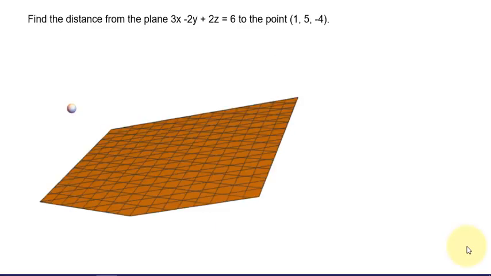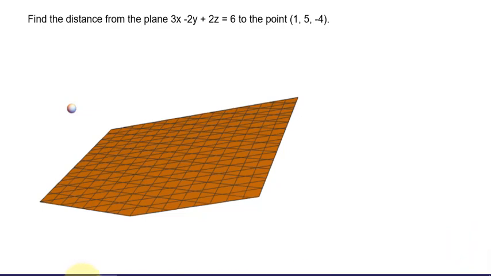Okay, so let's move on and tackle this other kind of distance question, where we have to find the distance from a plane, let's say this particular plane 3x minus 2y plus 2z equals 6, to this arbitrary point 1, 5, negative 4. How do we find the distance from the point to the plane? So again, a perpendicular to the plane would be the shortest distance, and that's what we're trying to find.